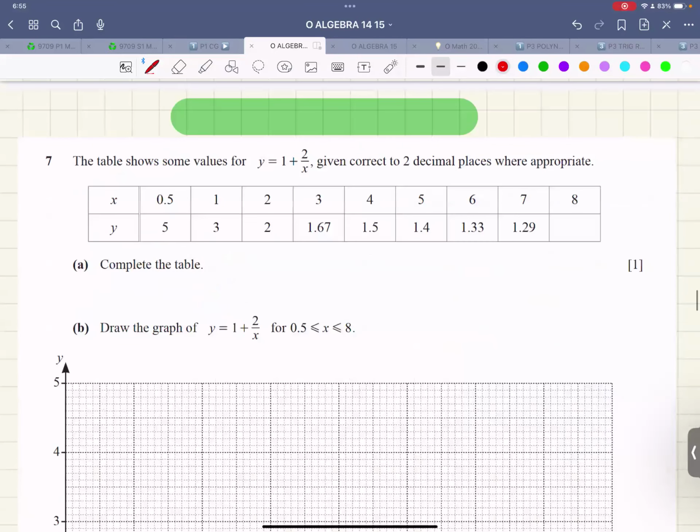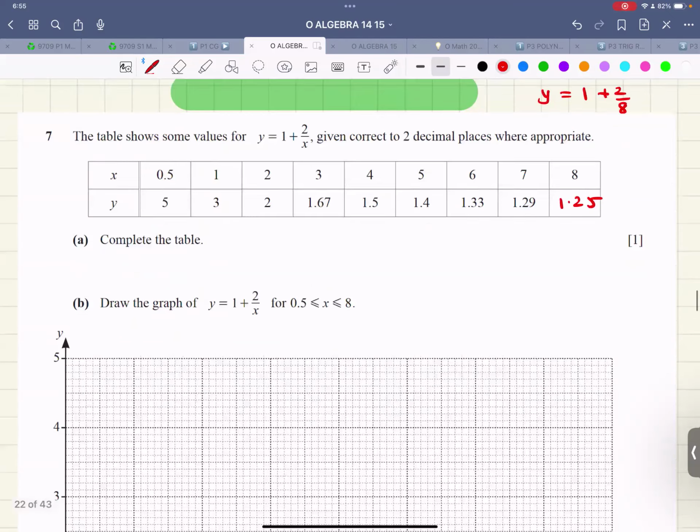Okay, so now let's look at this question. We won't solve the whole question. We will just have a sneak preview of it. What this question says is that the diagram shows some values for y is equals to 1 plus 2 over x given correct to 2 decimal places where appropriate. So these are rounded off values. So for example, if I plug in 8 over here, y is equals to 1 plus 2 over 8. 2 over 8 is 1/4. Therefore, this is 1.25. That's the value.